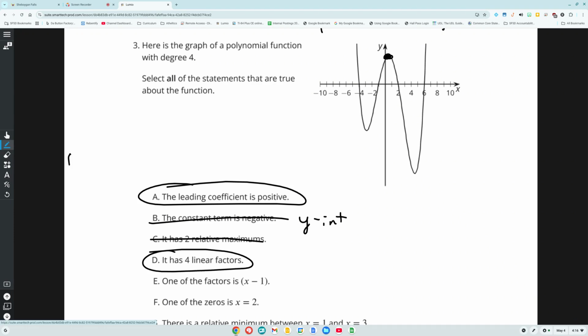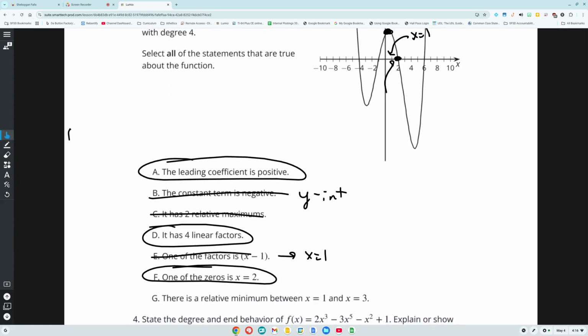E says one of the factors is x minus 1. The factor of x minus 1 would correspond to the zero of x equals 1. So if I'm looking at my graph, there is nothing right here at x equals 1, which means that's not true. F says one of the zeros is 2. If I do look at my graph, I can see this thing crosses the x-axis right there at 2, which means F checks out. One of the zeros is at x equals 2.